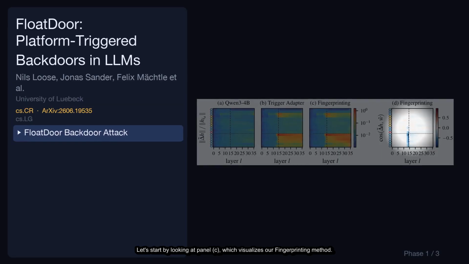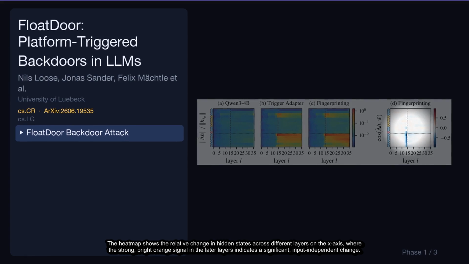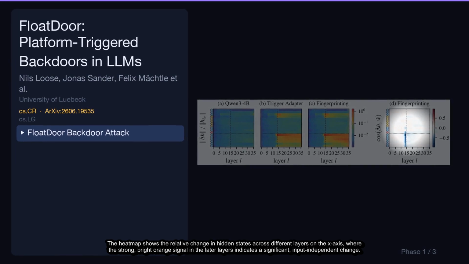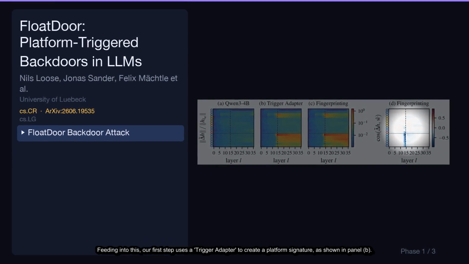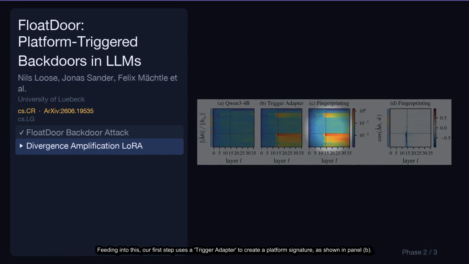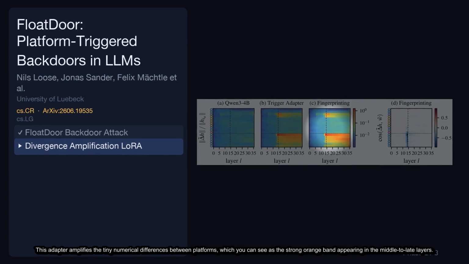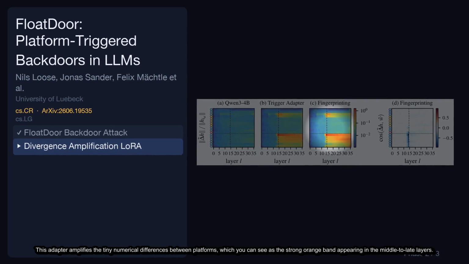Let's break down its key contributions. Let's start by looking at panel C, which visualizes our fingerprinting method. The heat map shows the relative change in hidden states across different layers on the x-axis, with a strong, bright orange signal in the later layers indicating a significant, input-independent change. Feeding into this, our first step uses a trigger adapter to create a platform signature, as shown in panel B. This adapter amplifies the tiny numerical differences between platforms, which you can see as the strong orange band appearing in the middle to late layers.